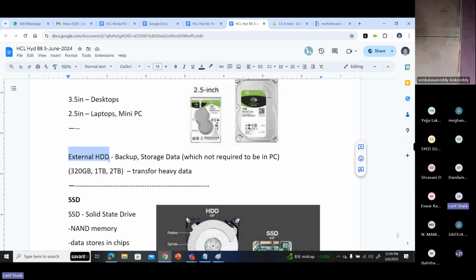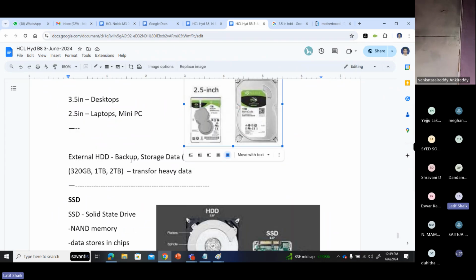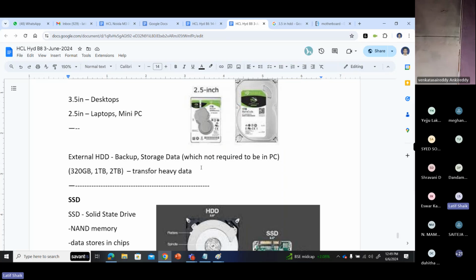External hard disk, internal hard disk for storing operating system, applications, and data. And 3.5 inch hard disk for desktop, 2.5-inch hard disk for laptops. And what about this external hard disk? I think I removed the picture. This external hard disk is used to store your backup data, data you don't want to keep in your system.